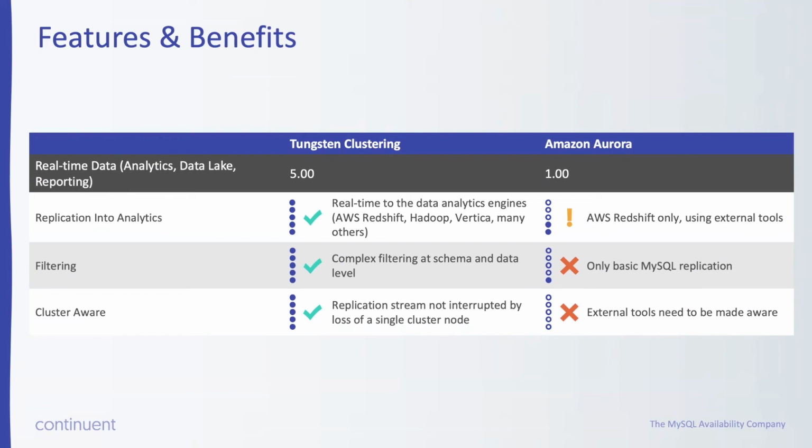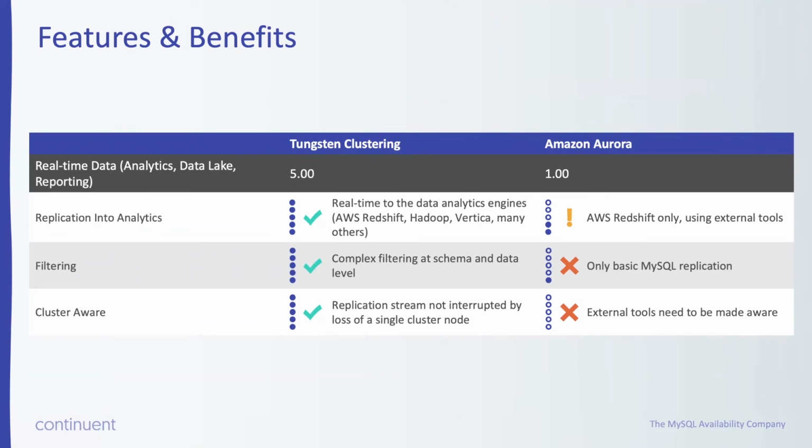Tungsten Clustering actually supports this in real time with a bunch of targets. So AWS Redshift, Hadoop, Vertica, MongoDB, Elasticsearch, and there are a ton of others. That's real-time replication, and so no need for ETL. Aurora does not have this functionality built in. There is some support for going to Redshift, which of course is an Amazon service, and the tools for doing anything else are going to be external.